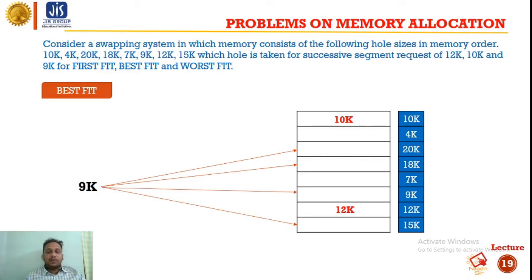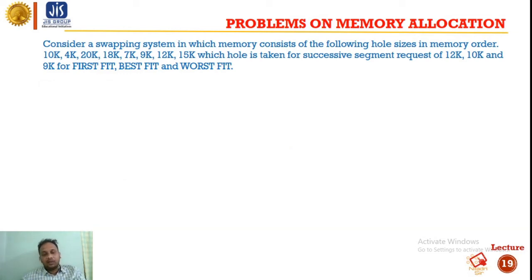Okay, so the smallest among these is 9k. So 9k will be fitted here. This is the concept of best fit. At first we will check all the possible holes that can be inserted, and after that we will find the smallest one.